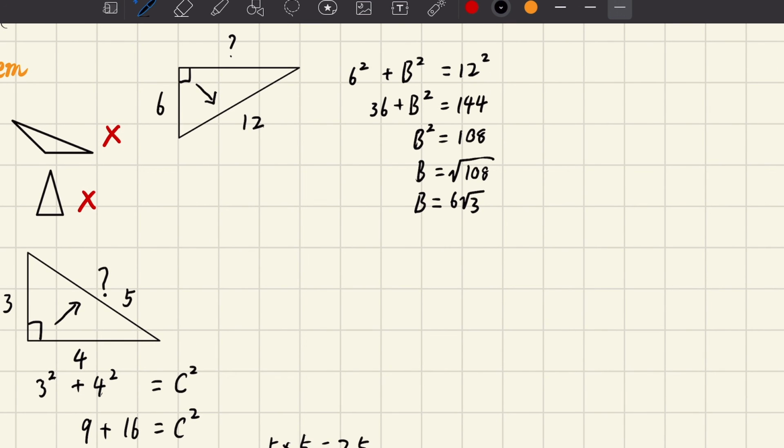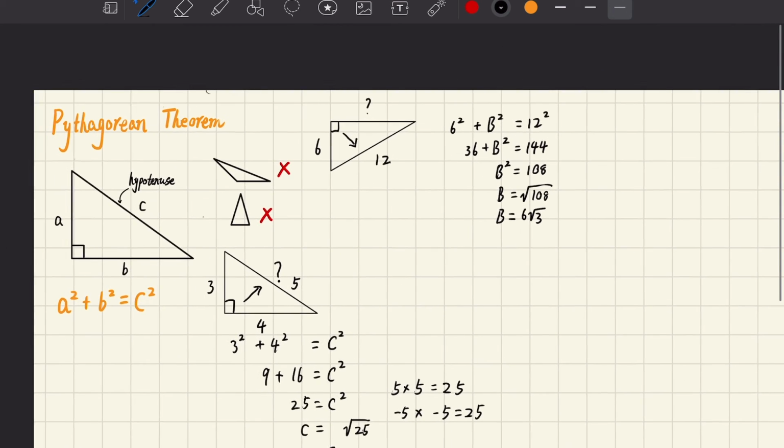Okay, and so I hope after watching this video you know how to find the missing side of a right triangle given the two other sides. And thank you for watching.